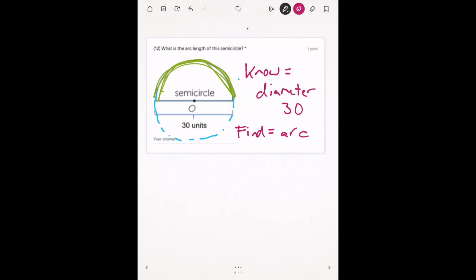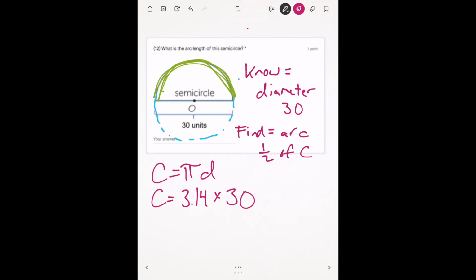So same formula, C equals pi d. We know d, so we do C equals 3.14 times the diameter, which is 30. Except this answer will give us the circumference, which is all the way around the circle. We don't want all the way around the circle, we just want halfway around the circle. So whatever answer we get here, we need to divide that by 2.